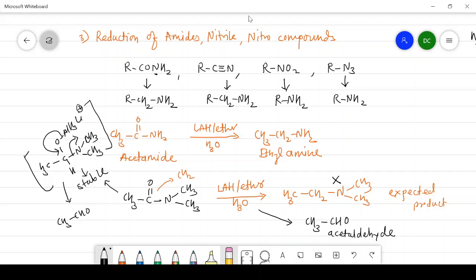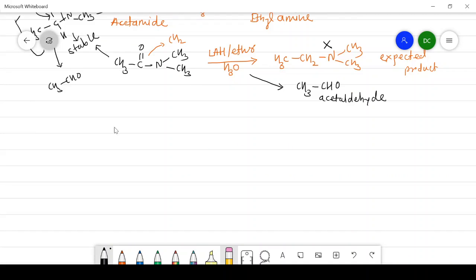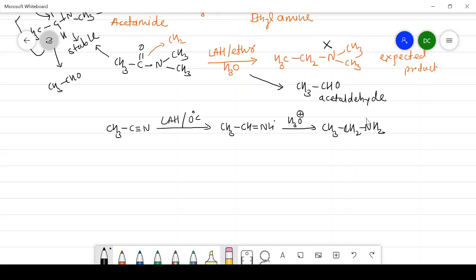Now, we will take the example of nitrile, that is CH3 C triple bond N, with lithium aluminum hydride. I am writing here one condition, that is 0 degrees Celsius. In this condition, what will happen? This gives CH3CH=NLi, and after hydrolysis, there is a formation of CH3CH2NH2.